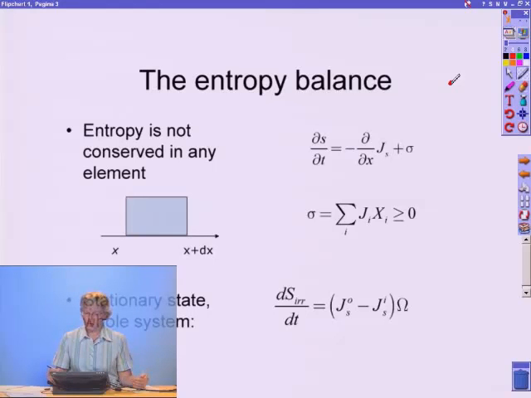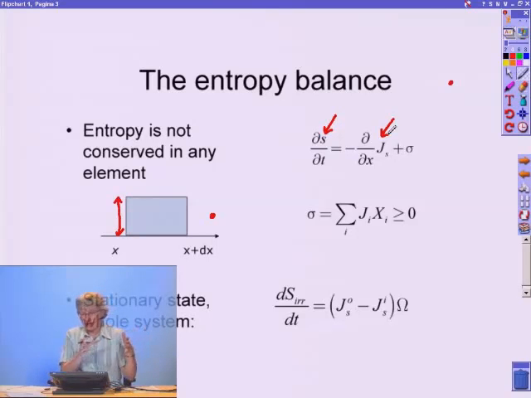That is not so for the entropy. If we have the volume element here along the x-axis, you see the cross-sectional area here, omega I called it, so this is a volume element. Let's look at the changes in that. The change in the entropy density here per unit of time is minus the divergence of the entropy flux through the element.